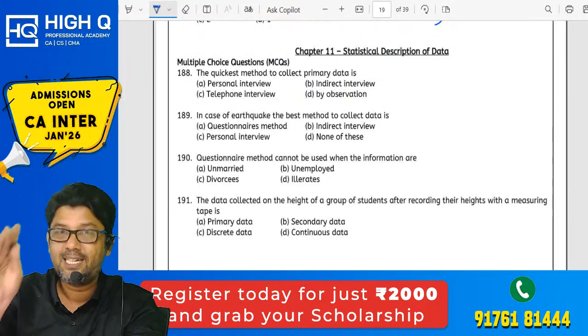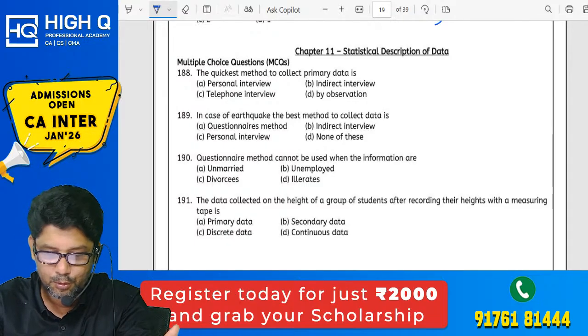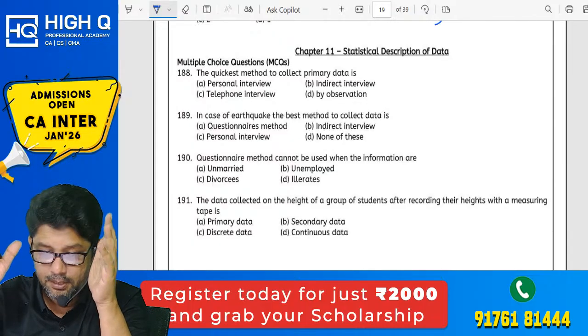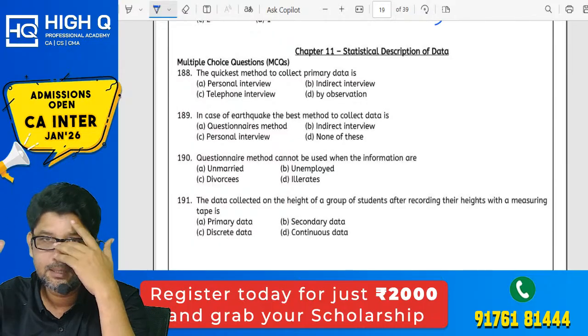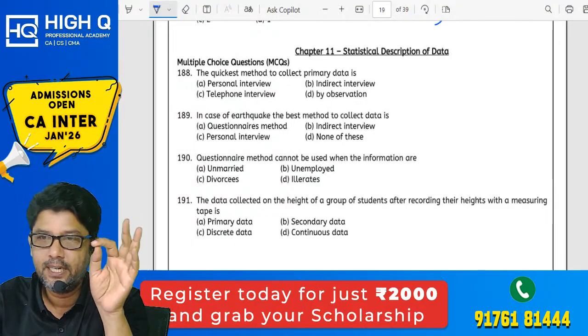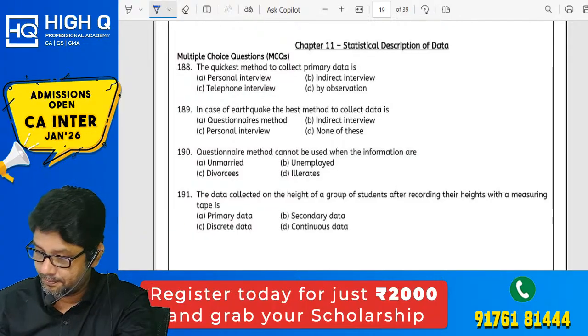Okay, so statistical description of data I'm not going to do, because I think you know it. The quickest method, everything. This is a theory chapter. See, chapter number 11, that is statistical description of data. If you want to do the best method, the best material is your institute material. No need to prepare from any other material.